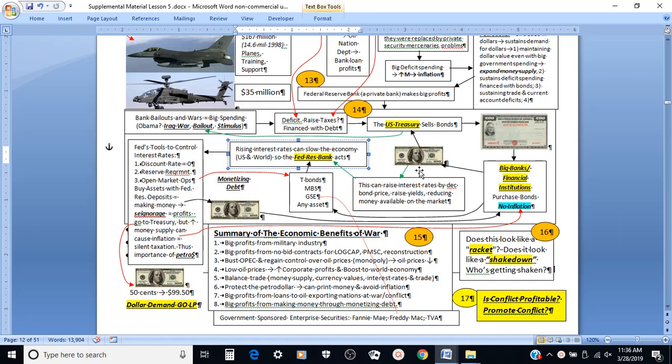So let's do a quick summary of the economic benefits of war. You had big profits from the military industry itself, and this became big in the 20th century. Across the board, not just weapons. When you have war, there's high consumption of everything. Food goes way up, leather goods go way up, cotton goes way up. Of course, steel goes way up. Big profits from no-bid contracts, cost-plus contracts.